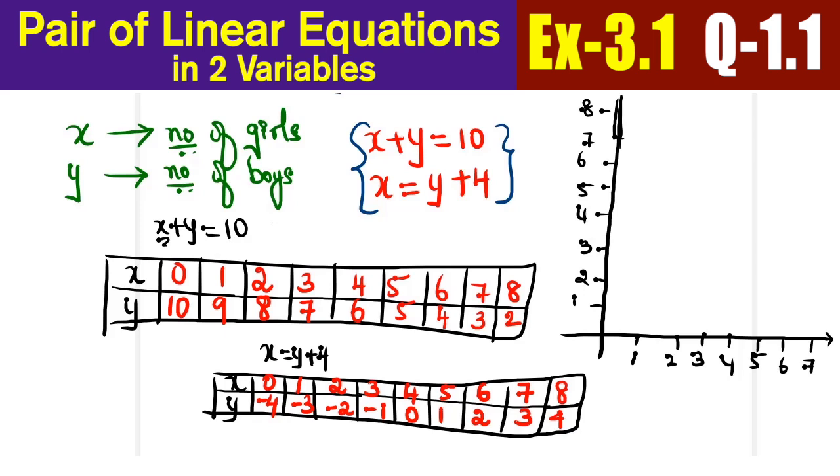x plus y is equal to 10. So if x is equal to 0, y is equal to 10, it's looking outside the graph, so I'm not plotting this point. Same, x is equal to 1, I'm not plotting. x is equal to 2, y is equal to 8, so it is looking somewhere here. x is equal to 3, y is equal to 7 looks here. x is equal to 4, 6, 5, 5, and so on.